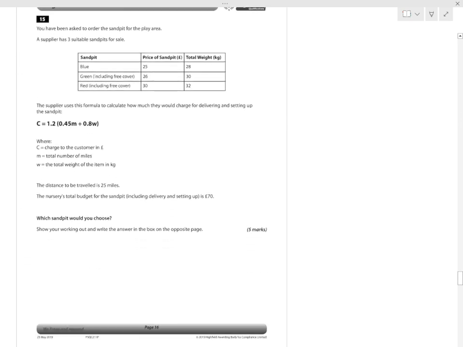Question 15. You've been asked to order the sandpit for the play area. The supplier has a suitable sandpit. You've got blue, green, red. The supplier uses a formula to calculate how much you charge and deliver. The distance is 25 miles. Which would you choose? Okay, so let's do the blue.